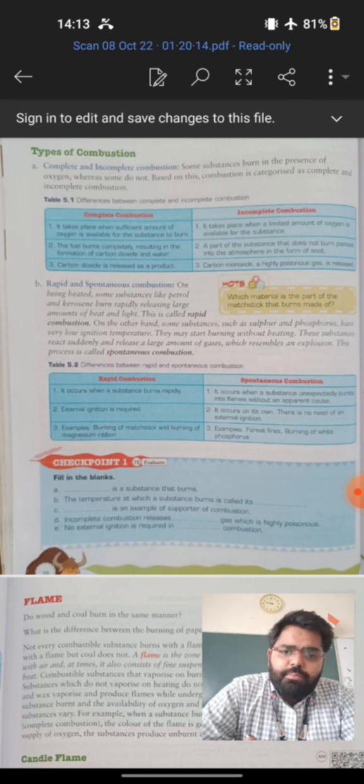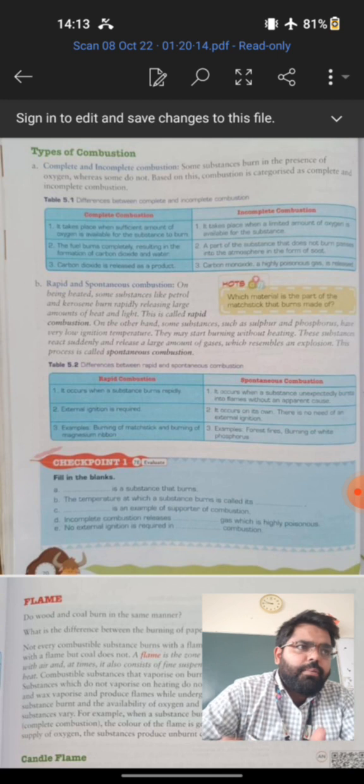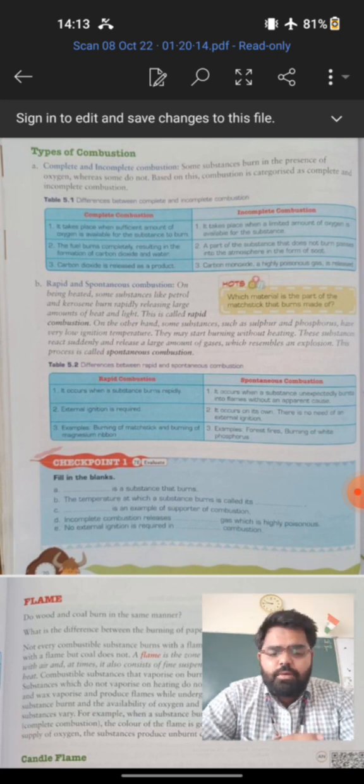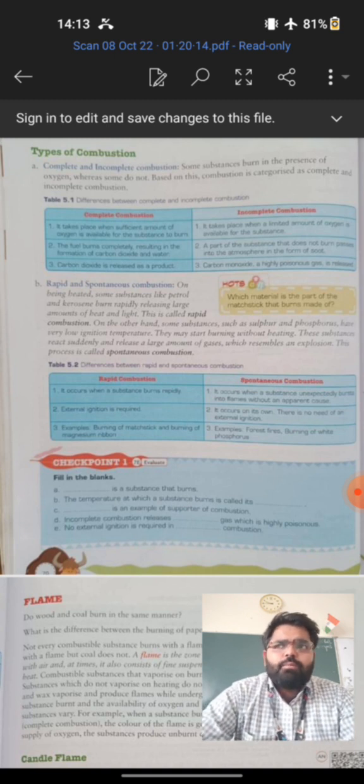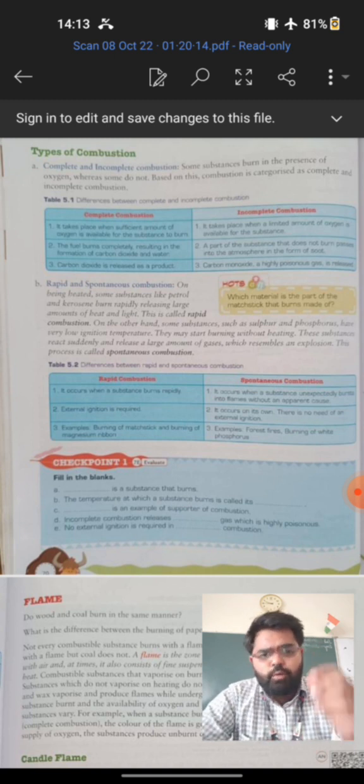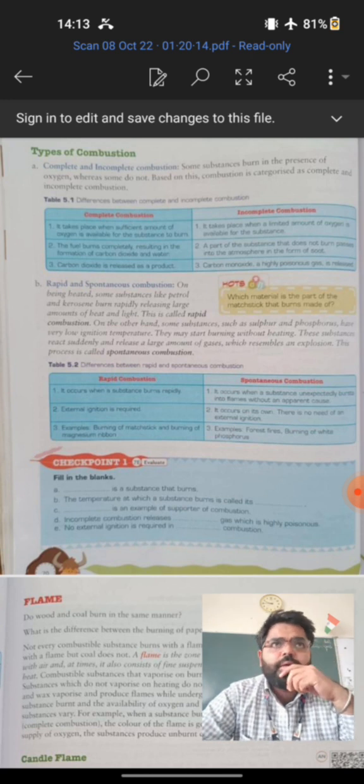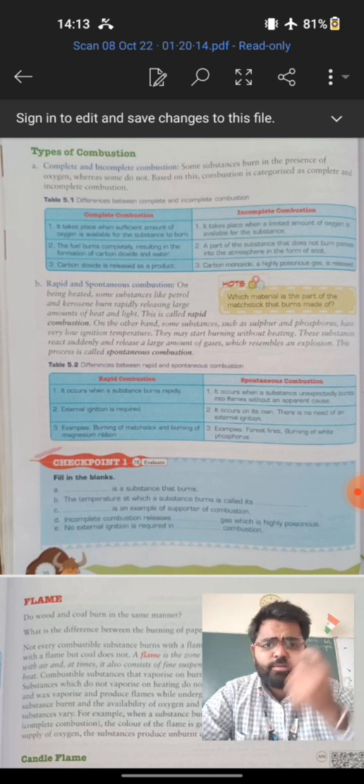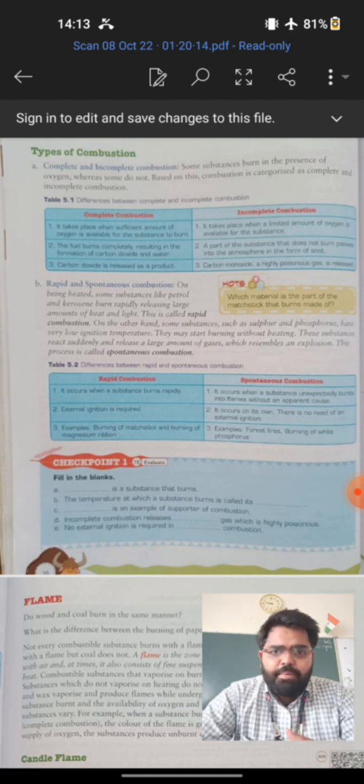So complete combustion is when we have an enormous amount of oxygen available for burning anything, and when we don't have a sufficient amount of oxygen, it is called incomplete combustion, right? And one more difference is that whenever you have soot particles, or blackish particles, we say that incomplete combustion is occurring. And whenever a thing is burning properly without leaving any sort of residue, it is complete combustion.